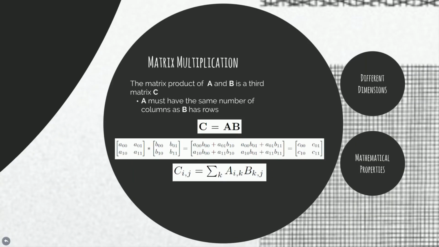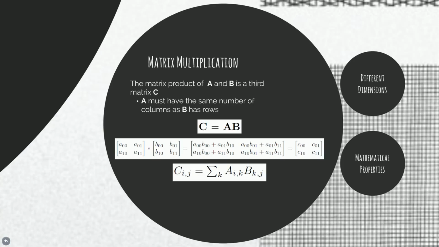Matrix multiplication is where we get a little bit more complicated, because this is not just an element-wise product. So the matrix product of A and B is going to be a third matrix C, and instead of having to have all of the same dimensions, now all we need is A must have the same number of columns as B has rows. So if we take a look at this middle image here, we can see that yes, A has the same number of columns as B has rows. It's actually the same dimensions in this example. We'll look at an example in a second where they don't have the same dimensions exactly.